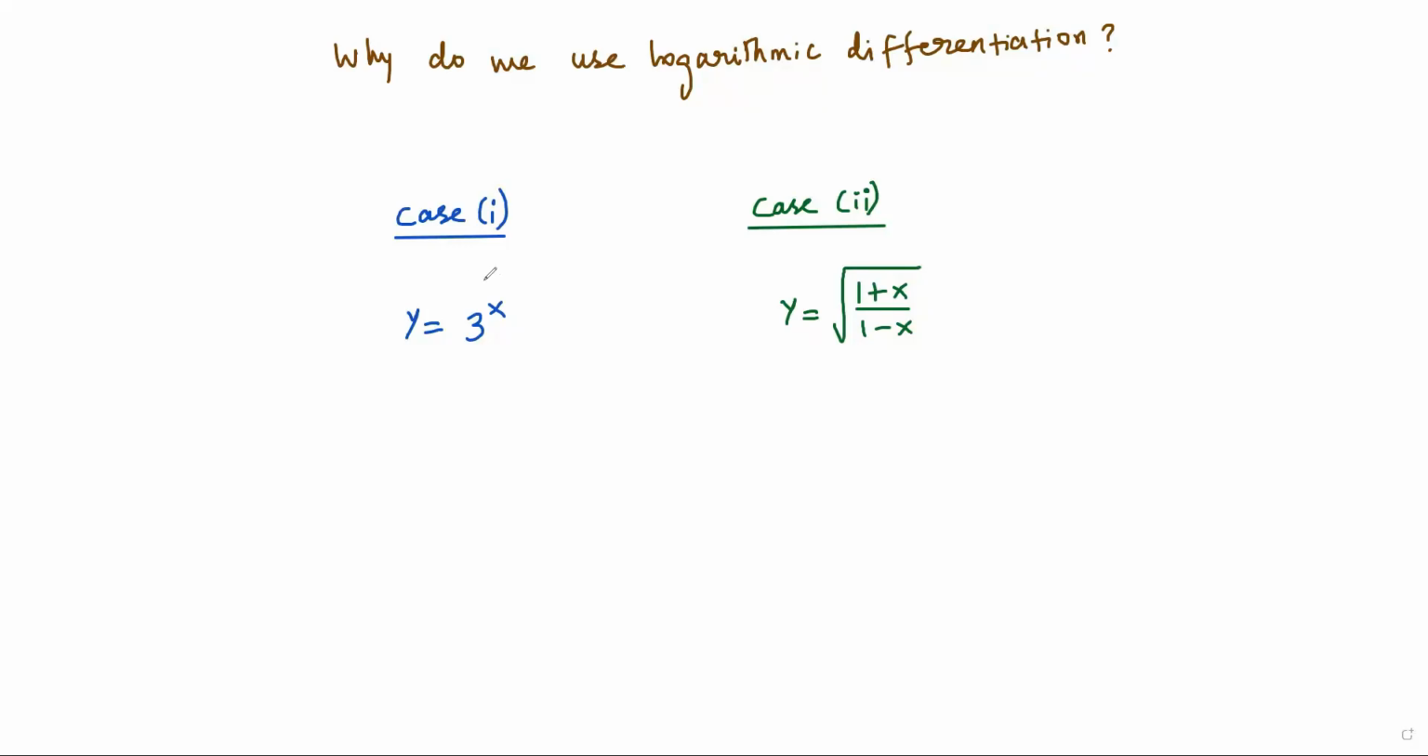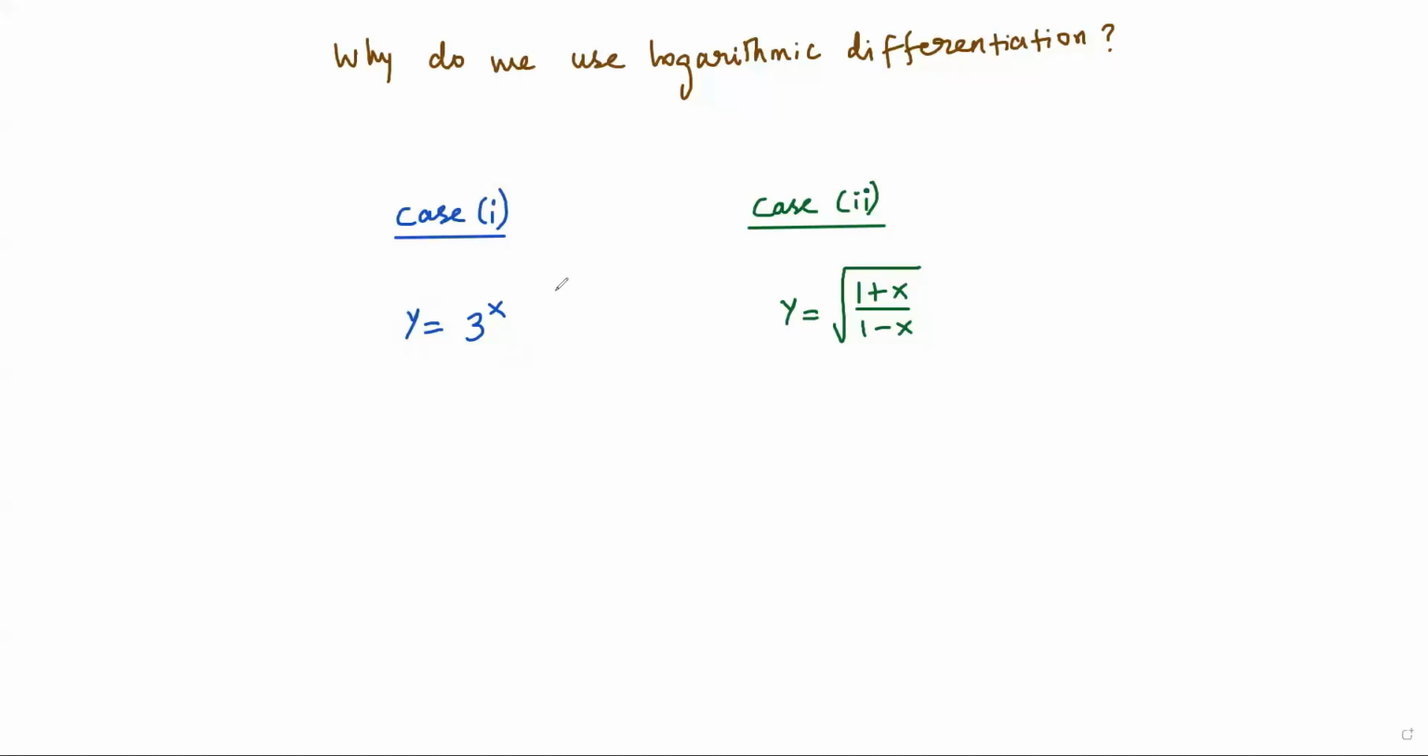In the first case, we have the function y is equal to 3 to the x power. Here, we have variable x at the exponent. In a function, if you have a variable at the exponent and you want to find the derivative of such a function, you must use logarithmic differentiation. That is, you have to take the natural logarithm on both sides of this function and continue the derivative process. So it is a rule. You must take the natural logarithm on both sides and continue the derivative process and find dy over dx.